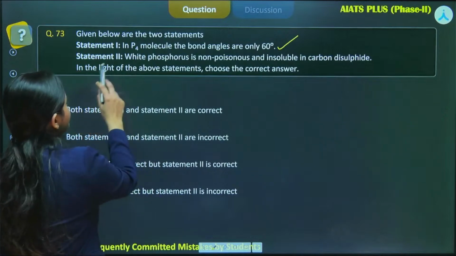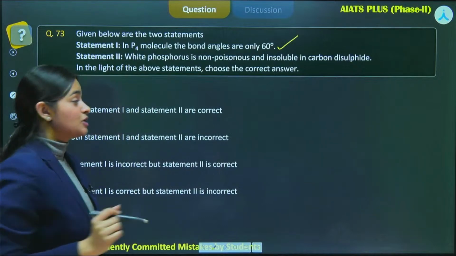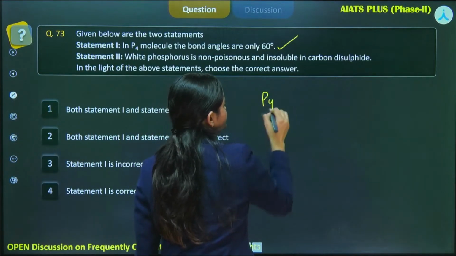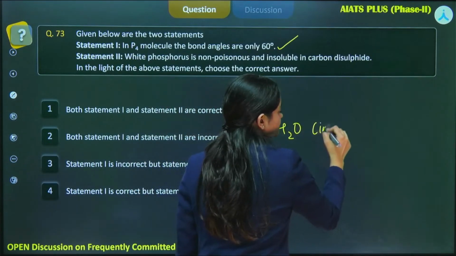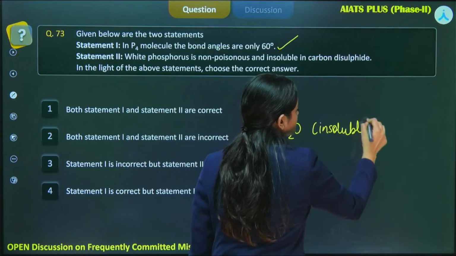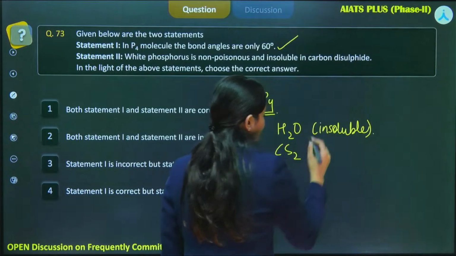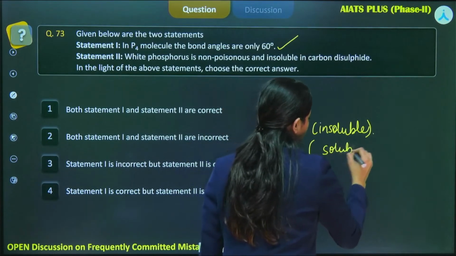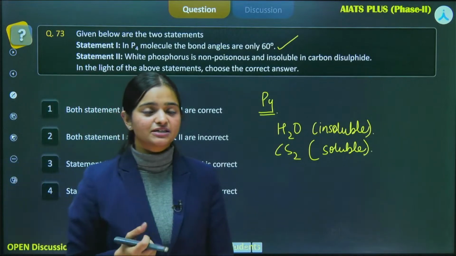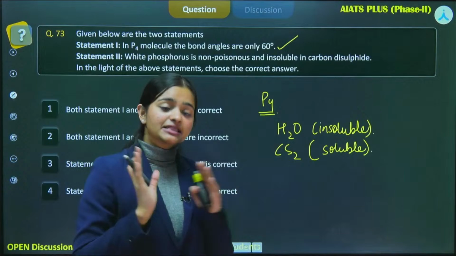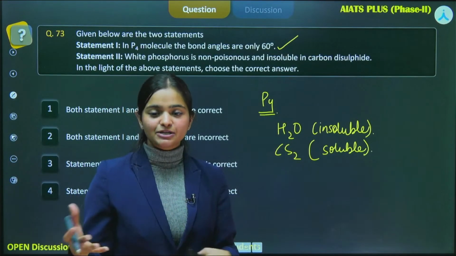If we see statement 2: white phosphorus is non-poisonous and insoluble in carbon disulfide. We know white phosphorus is insoluble in water, but carbon disulfide it is soluble. And other allotropes, say alpha sulfur or beta sulfur, are also soluble in carbon disulfide.